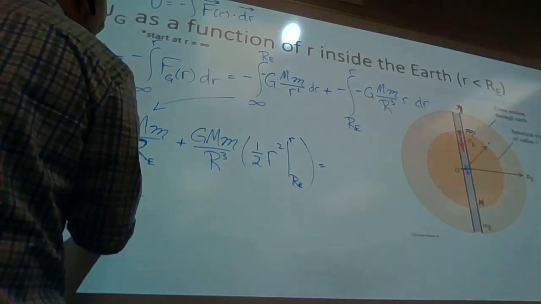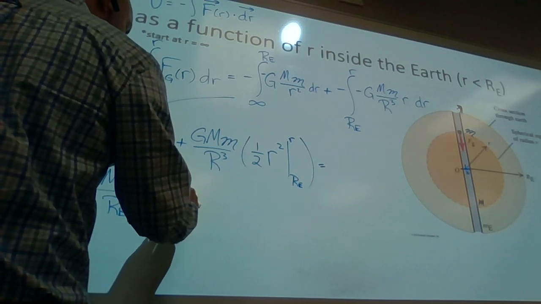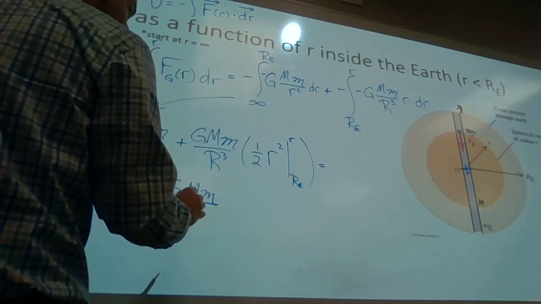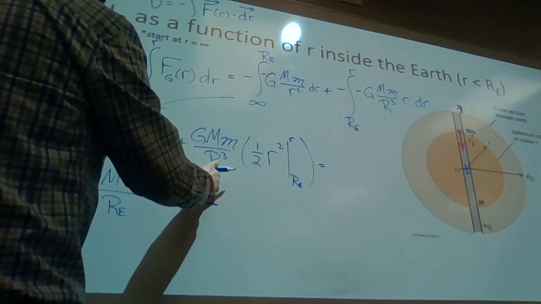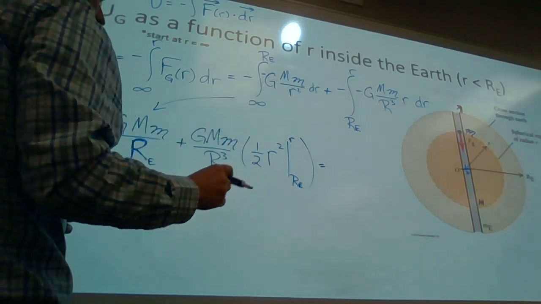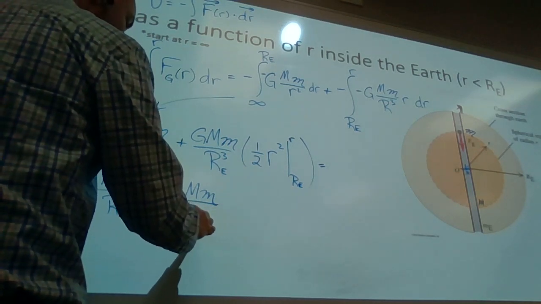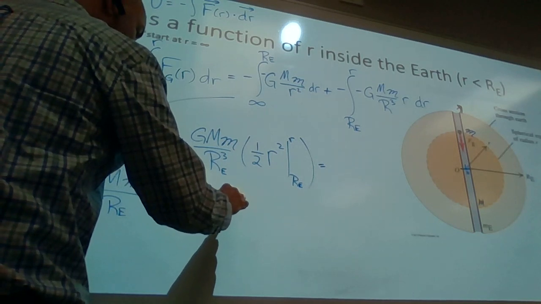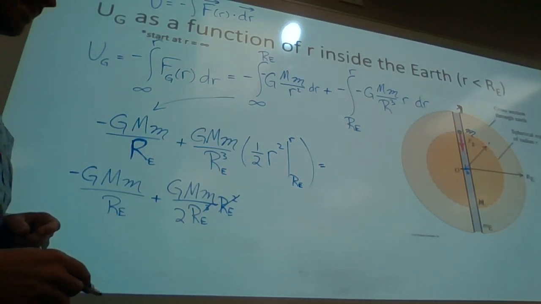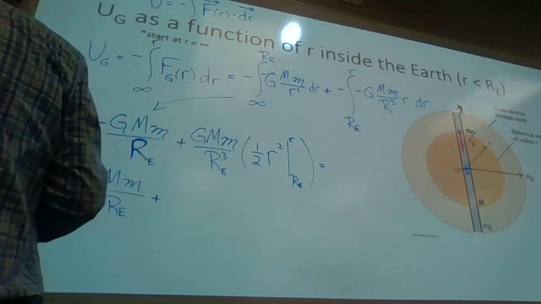G M over R E plus G M. Because that capital R in that integral is the radius of your object. This is R E, it's just not written itself. Yeah, sorry. Okay, so that's a 2. That's an R E cubed times R E squared, so that knocks that out. Okay. Minus. Oh no, I did. Yep. Sorry. Good call. I did that backwards.